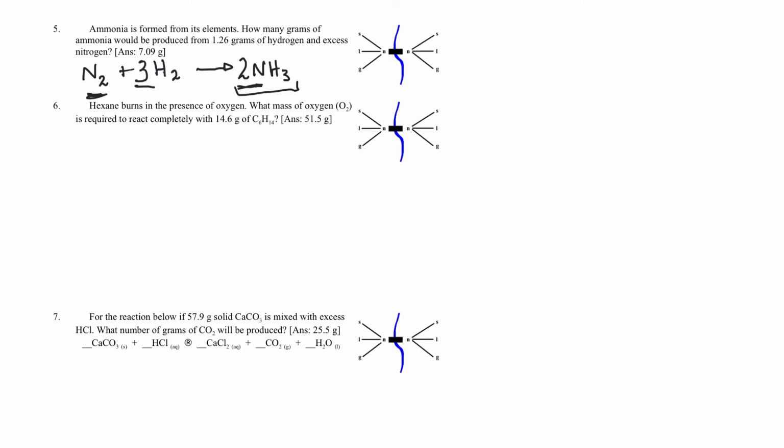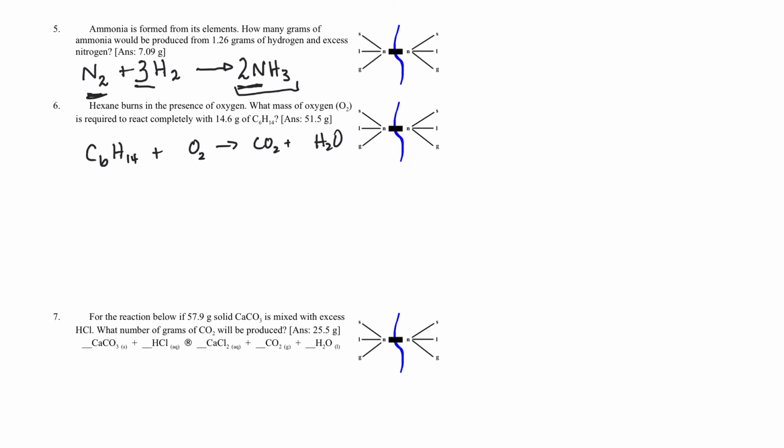Hexane burns. Oh, hexane. Hex, that'd be 6. So hexane, I think, is C6H14. I think that's the formula for hexane. And it's burning, so it burns in the presence of oxygen to produce, of course, carbon dioxide and water. Now, all these would have states like gases or liquids or something like that, but I'm not focused on that. I just want you to focus on getting the chemical equation right and then the stoich part of it.